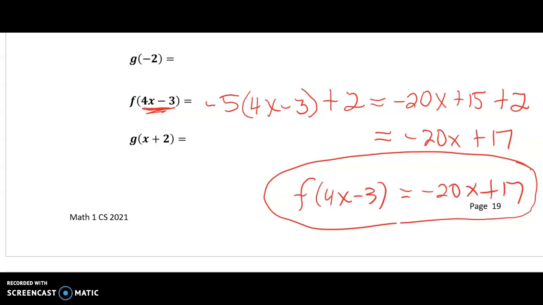So if you take the f of x function and put in an input of 4x minus 3, the output is negative 20x plus 17. All right, that's it for today's lesson. Move on to the 7-3 homework.